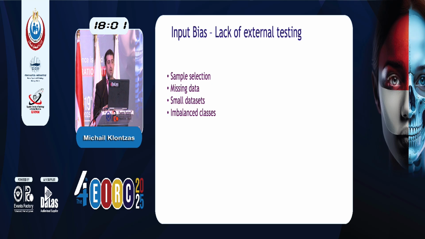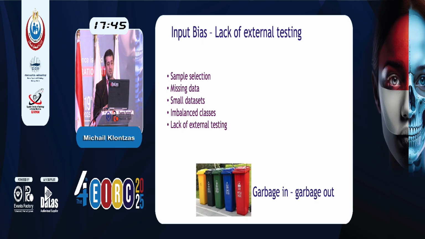end of the day. You may have imbalanced classes, and this means that sometimes you have 10% of your data being tumors, the rest being normal images, and that is a big problem, especially when you evaluate the performance of the algorithm. And of course, in several studies, you have lack of external testing. So, of course, if you have garbage in, you get garbage out, and this destroys the generalizability of the method and the algorithms that you develop.